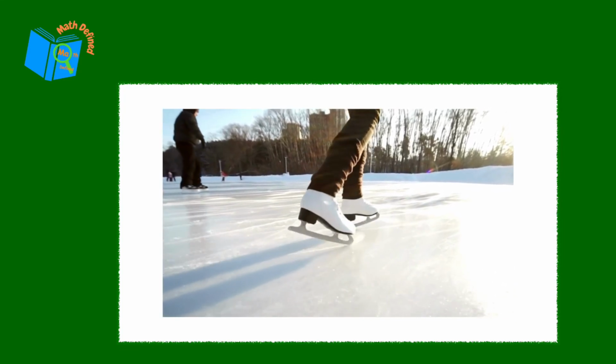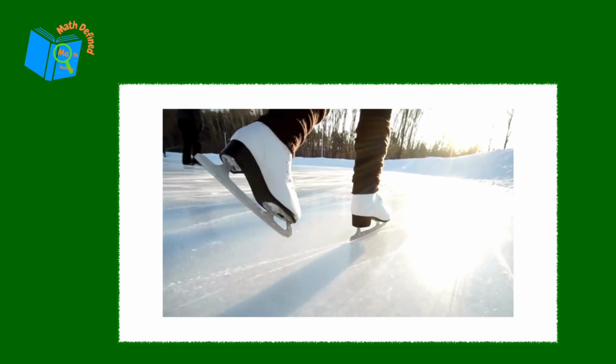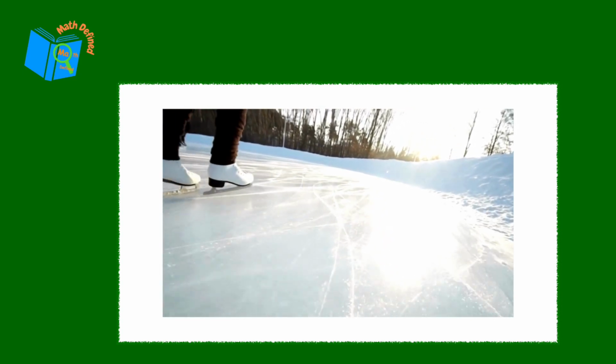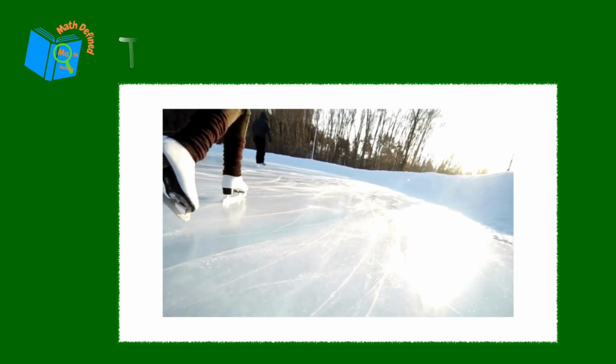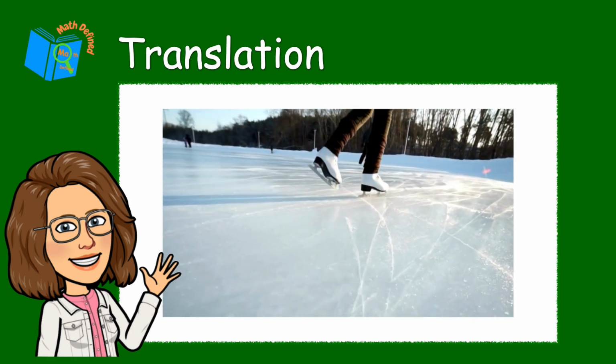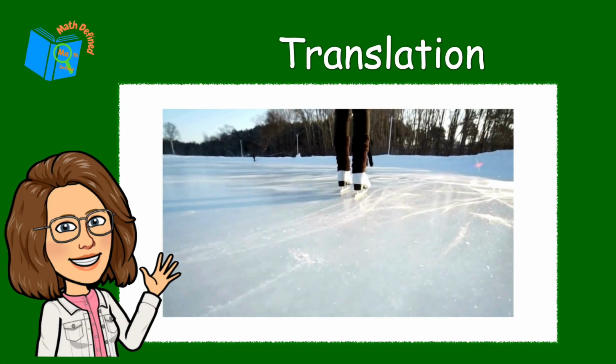As you watch this ice skater glide across the ice, they are essentially moving their body from one location on the ice to another. It's not just about going from one spot to another, it's like they're performing a mathematical dance called a translation.